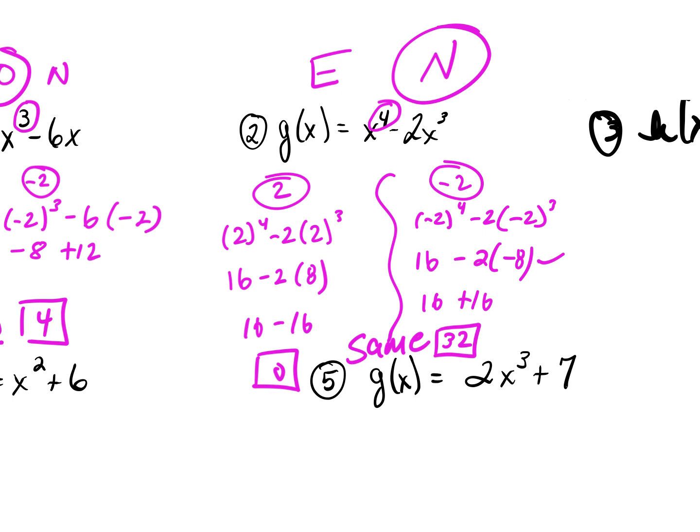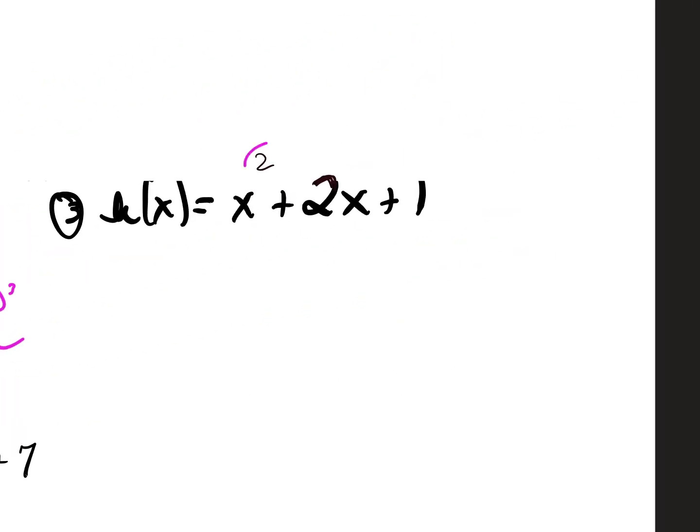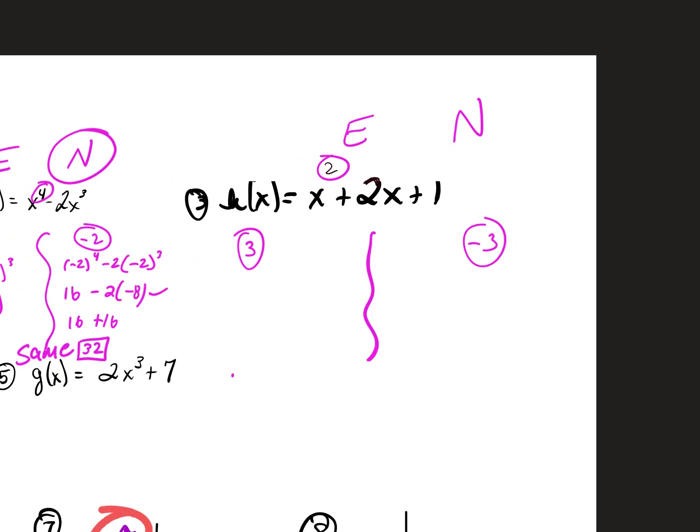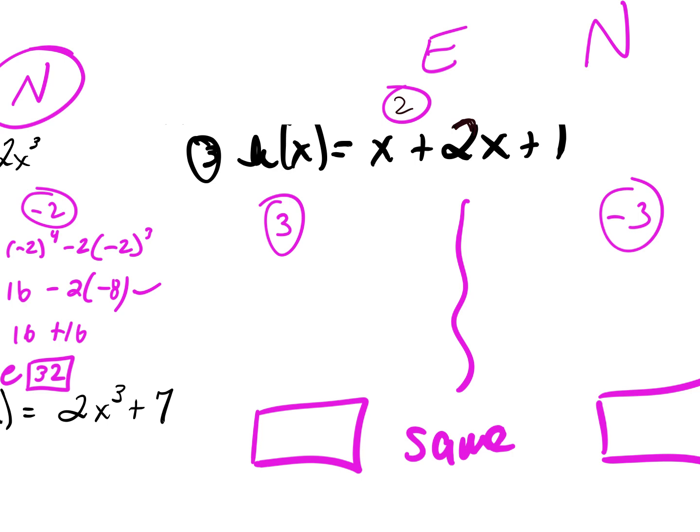All right, highest exponent, 2. So I think this either could be even or neither. I'm going to use 3 and negative 3. Don't ever use 1, guys. It doesn't always work. If I think this is an even function, what should they be of each other? The same. Okay, good. So I have 3 squared plus 2 times 3 plus 1. 3 squared is 9. 9 plus 6 plus 1. What's 9 plus 6? 15 plus 1 is 16.